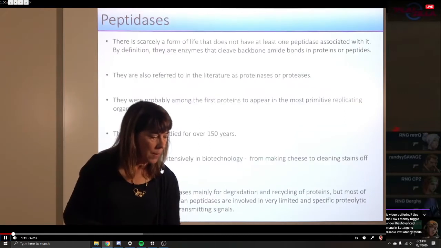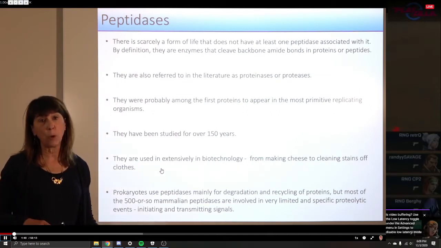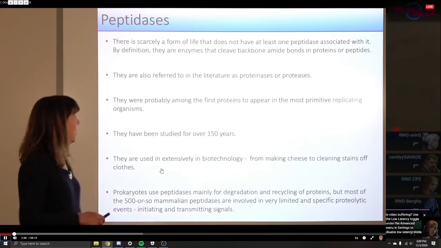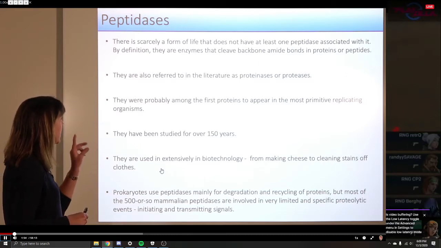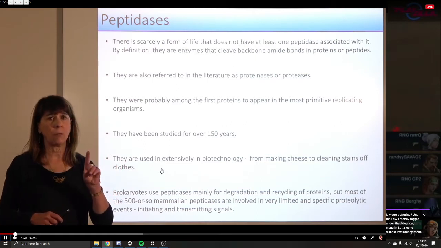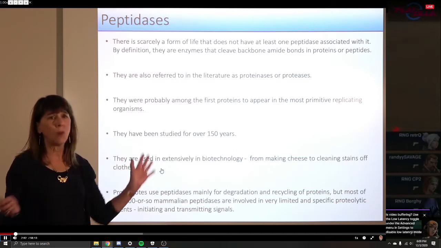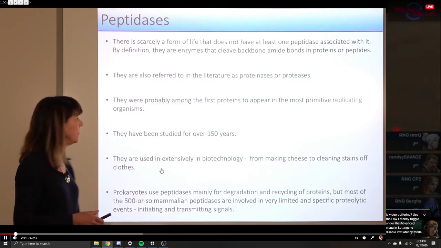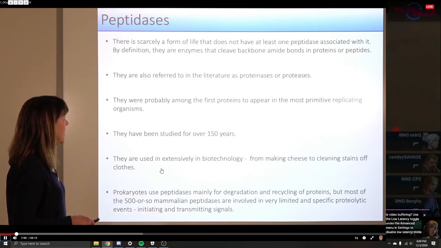Now, the IUPAC wants us to refer to them as peptidases, but I have a tendency to say proteases. It's a little bit simpler. But peptidases are proteases, and there scarcely is a form of life that does not have at least one peptidase associated with it, and that includes viruses. So they're medically relevant, very medically relevant. They're also referred to in the literature as proteinases or proteases, and I like the term protease.